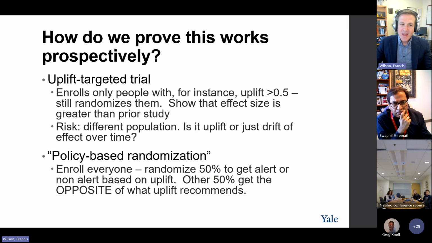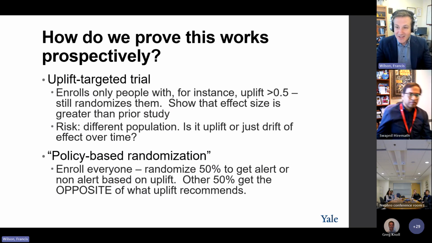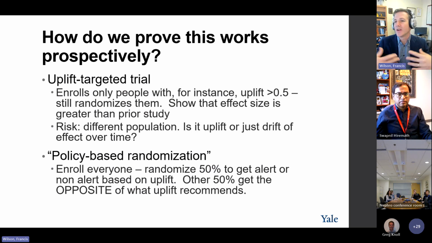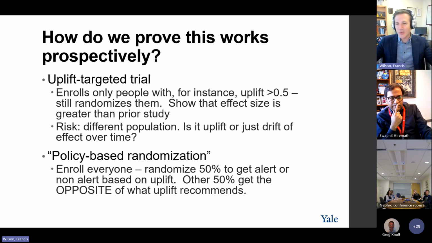But the problem is, especially now, ELIA 1 was pre-COVID. This is post-COVID. This is years later. If we got a different result, let's say we got a relative risk of 0.7 or something like that, is it that uplift works, or is it that alerts work now because everything's gone crazy?